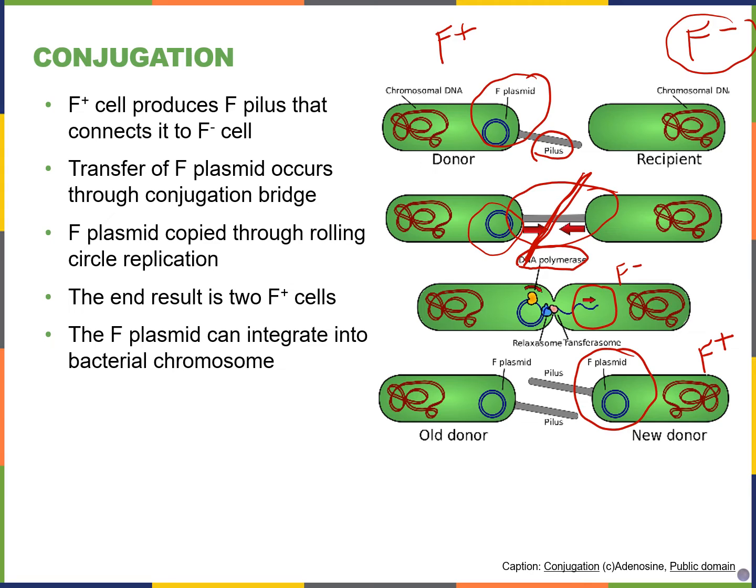Why is this important? This is important because there could be certain beneficial characteristics found in that F plasmid that this recipient cell previously did not have, but after the exchange, it now has those advantageous characteristics.